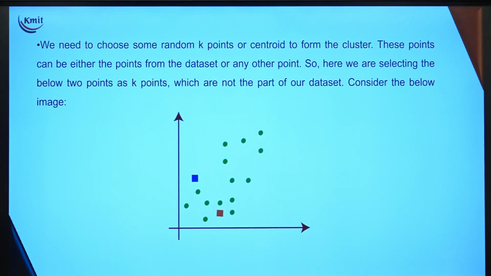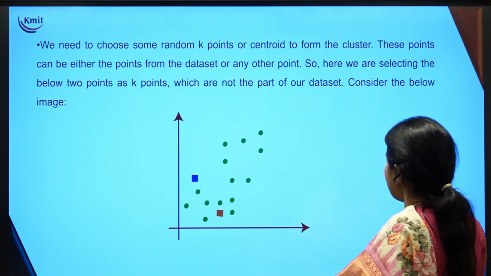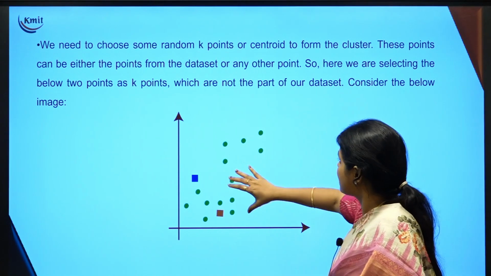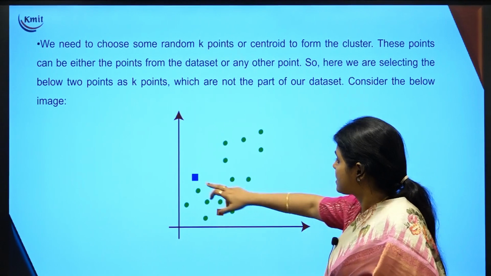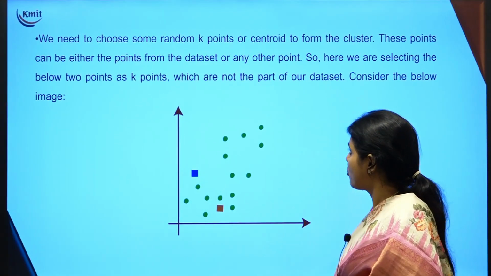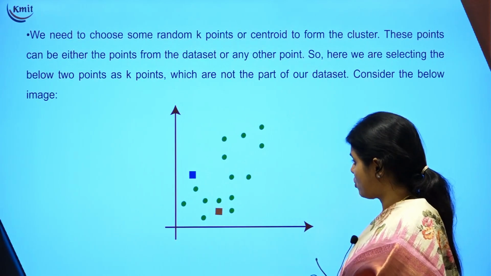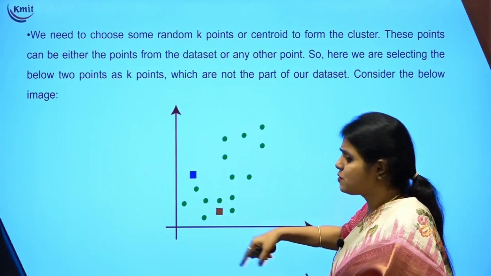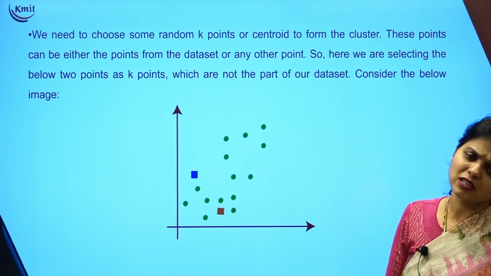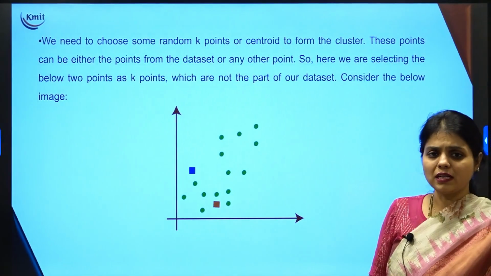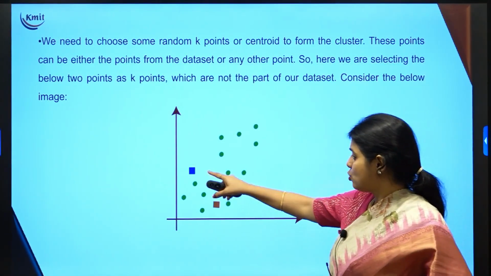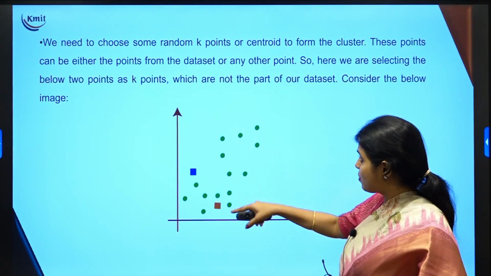Now, we need to choose some random k points or centroids to form the cluster. These points can be either points from the data set or any other point. Here we are selecting the below 2 points as k points. This is one k point, this is the other k point, which are not part of our data set. See, the green ones are the data. So I am taking two new points which are not part of the data set. You can take them within the data set or away from it. Here, I have considered two new points which are apart from our data set.